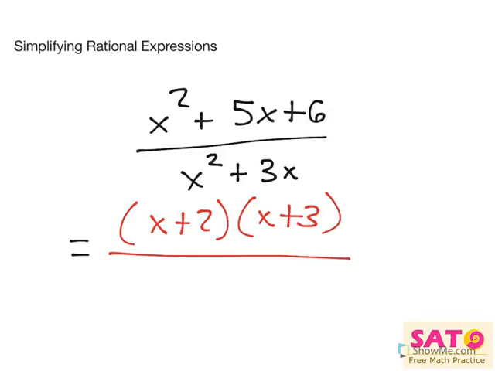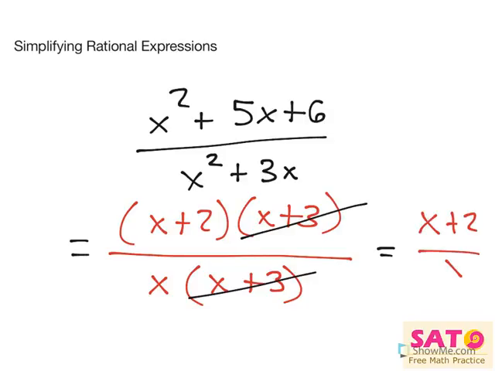For the denominator, we can't really factor, but we can take out a common greatest factor. So here, it would be x. We can take out x and leave x plus 3. And immediately you can see that the numerator and denominator do have something in common, which is x plus 3, so we can just cancel them out. And we simplify to get x plus 2 over x.